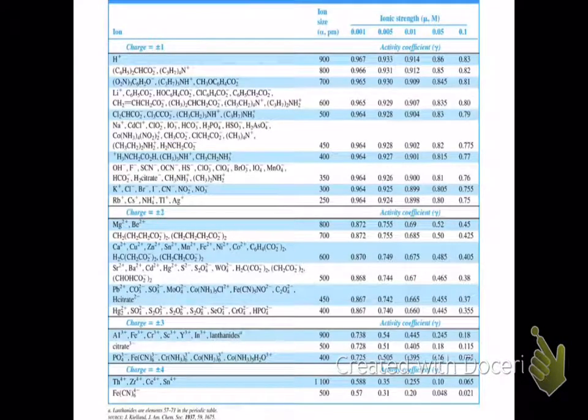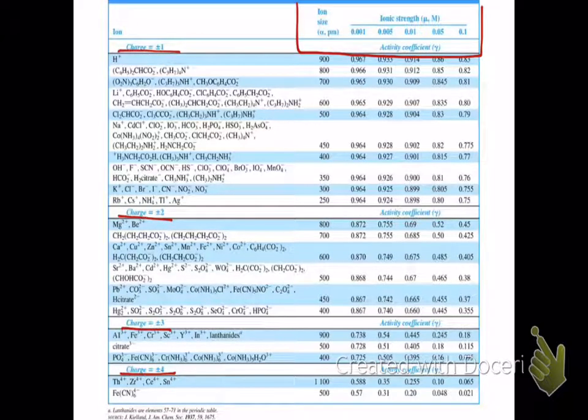This is a table pulled from Harris, and what you'll notice is on the left we have charges of different groups of ions, plus and minus 1, plus and minus 2, plus and minus 3, plus and minus 4. We can find a particular ion we're looking for here, and then you'll notice on the right, in each of the columns, we have the ion size in picometers, so this is our alpha term.